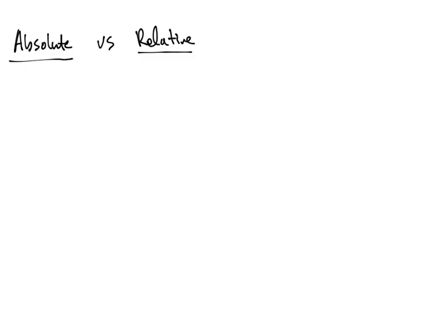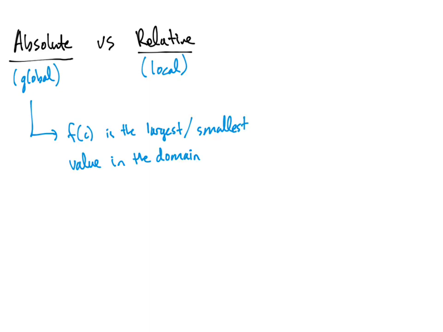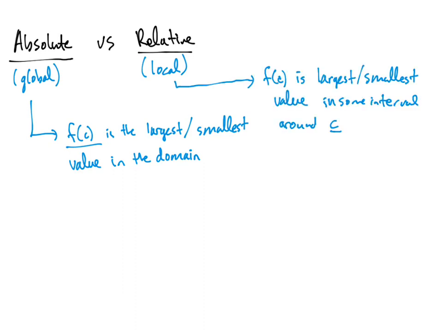All right, I also want to bring some clarity to the difference between the terms absolute and relative. We can refer to absolute sometimes as the global max or min, so absolute max or min is the same thing as global max or min. And relative max or min, we could refer to also as the local max or min. When we talk about the absolute or global extrema, this is the value f of c, the output value of the function, that is the largest or the smallest value in the domain. This is different than the relative or local extrema, where f of c is just the largest or smallest value in some interval around c.